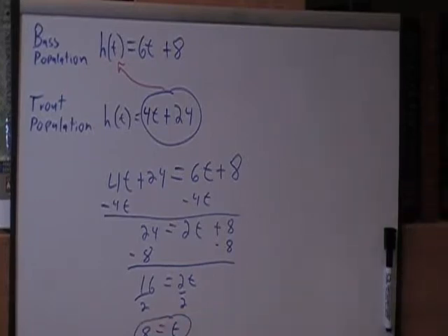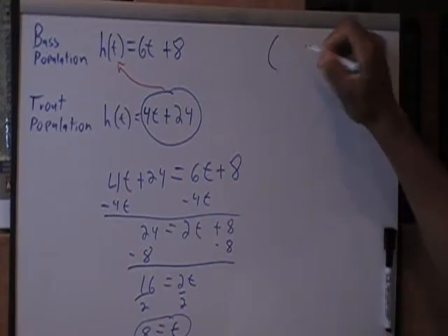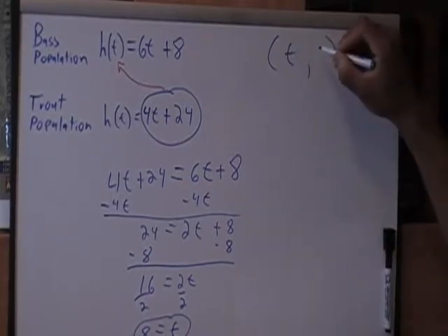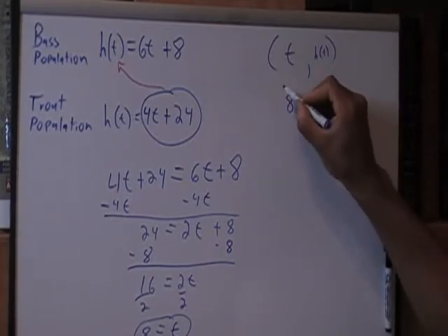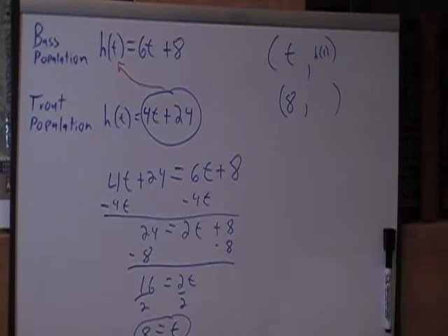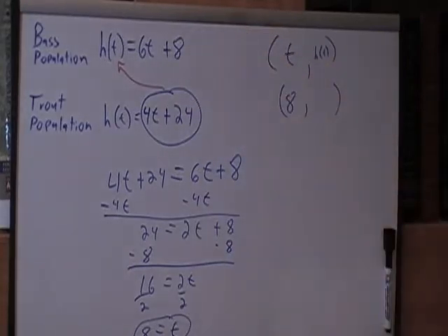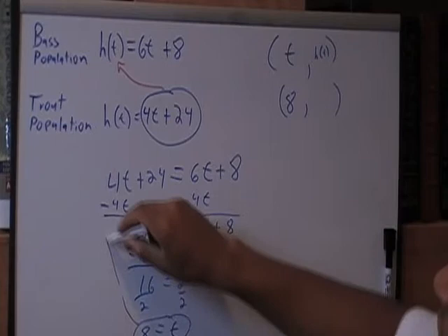Alright, that's fine. But I only have the first part of my ordered pair. Right? If this is t, this would represent h of t. So we know what t is. t is 8. We need to find h of t. So I can take t equals 8 and substitute back into either of these two equations. It does not really matter which equation you choose. I'm going to choose the first equation.